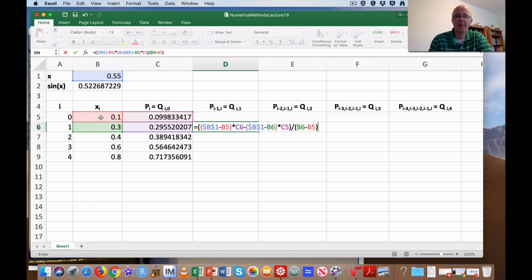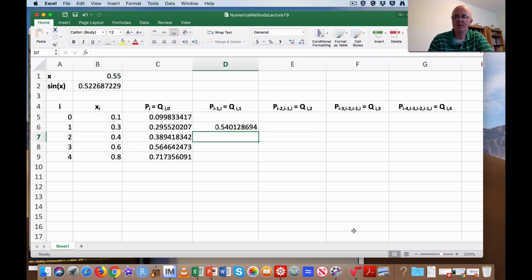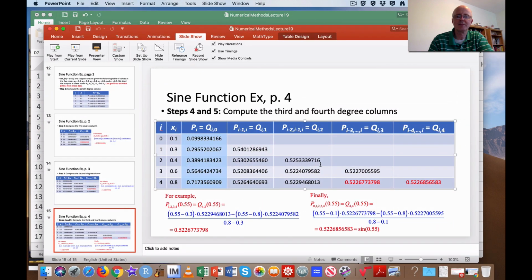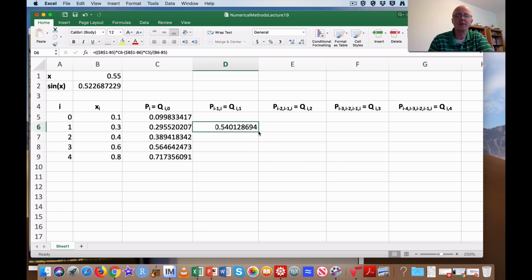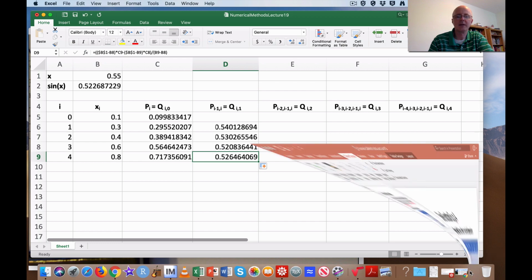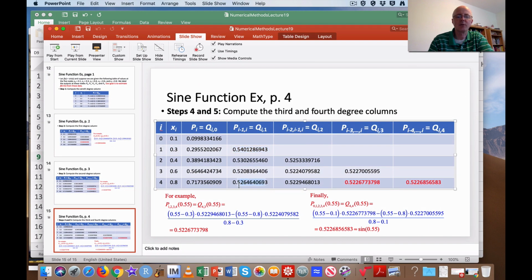Here we go, 0.540, let's double check that. That matches this number right here. Click and drag the formula downward. The other numbers should be correct as well. 0.526, let's see if that's correct. Yes, 0.526464.